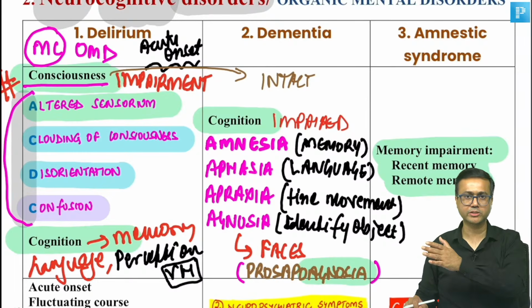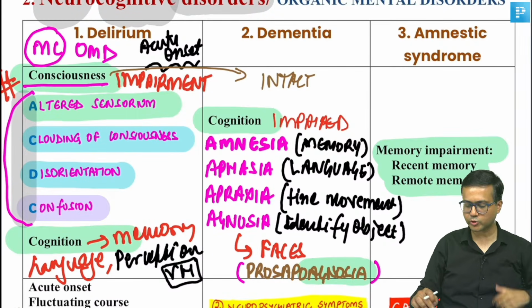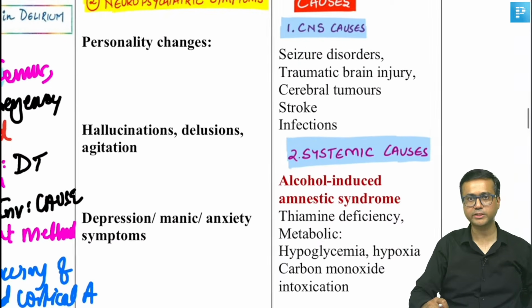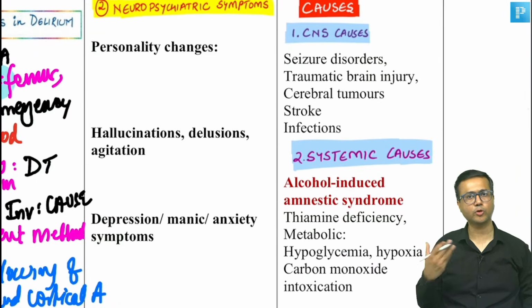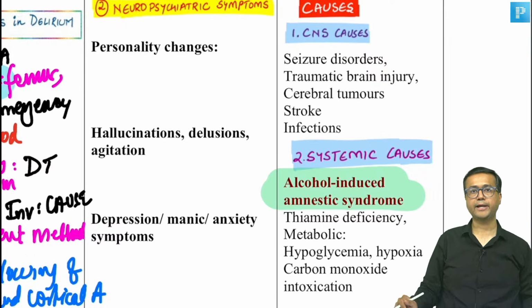Let's finish amnestic syndrome, then I will move to dementia. See, there is one important cause. So I have given you a list of causes for amnestic syndrome. There may be so many CNS causes like seizure, trauma or tumors, and even systemic causes. But one important cause, remember, is alcohol-induced amnestic syndrome.